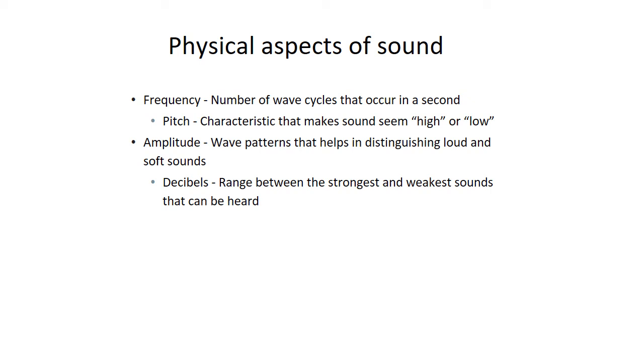Next is amplitude. Amplitude is a wave pattern that helps in distinguishing loud and soft sounds. So the amplitude is going to be the distance between the peak and the valley. Decibels are how we measure this. The decibels range between the strongest and weakest sounds that can be heard.